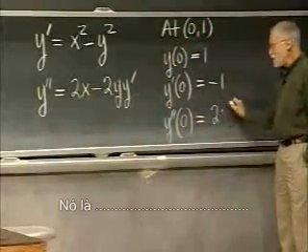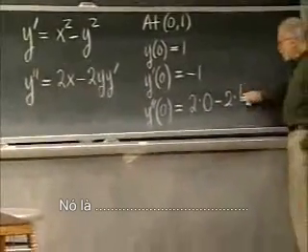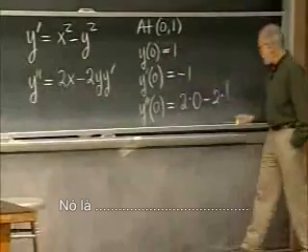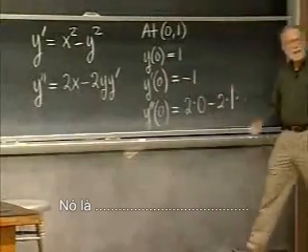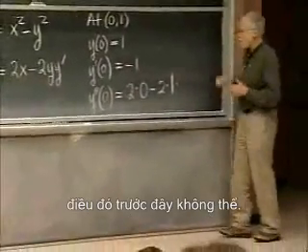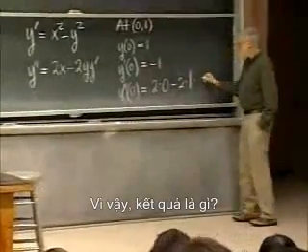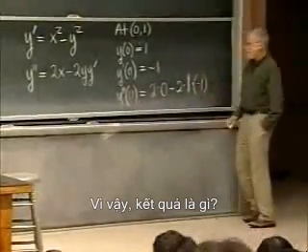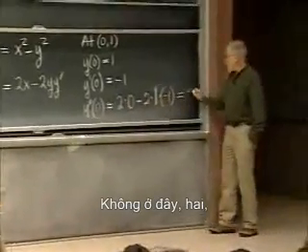It's 2 times 0 minus 2 times negative y, which is 1, 2 times 1 times y prime, which is negative 1. You want to see, we're pulling ourselves up by our own bootstraps, which is impossible, but it is not impossible because we're doing it. So what's the answer? 0 here, 2.